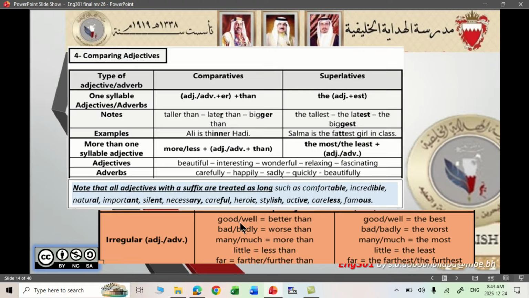However, there are very few adjectives that are irregular, that do not follow that rule. They change differently, like good and well, which become better than, and the best. Bad and badly, which becomes worse than, or the worst. Many and much, which becomes more than or the most. Little, which becomes less than or the least. Far, which becomes farther than or further than, and the farthest or the furthest.